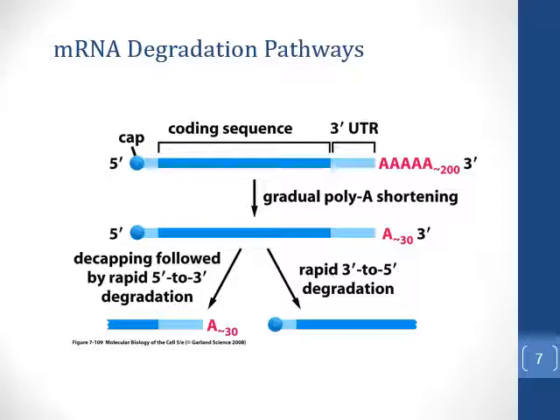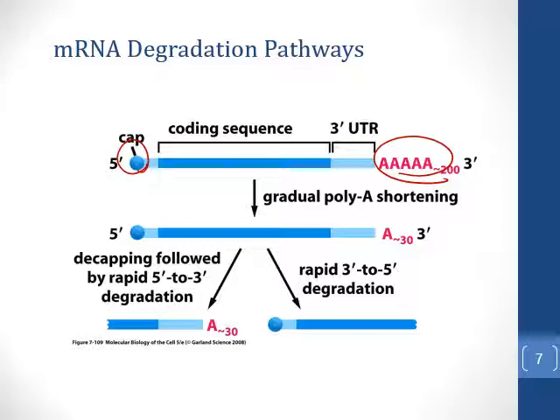Now, we'll come back to this idea of half-life in just a few minutes, but before we do this, let's think about degradation of RNA. How would an RNA be degraded? Well, we know that the cap is going to protect the 5' end. We know the poly A tail is going to protect the 3' end.